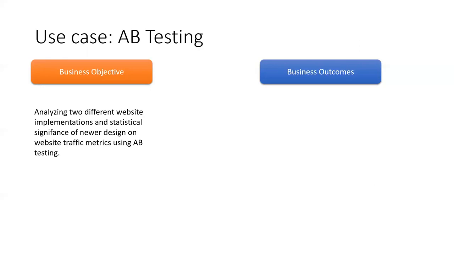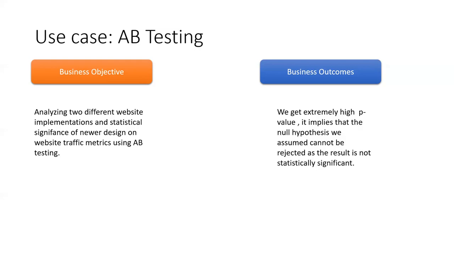The objective is to analyze two different website implementations and the statistical significance of the newer design on website traffic metrics using A/B testing. The outcome is we get a high p-value. It implies that the null hypothesis we assumed cannot be rejected, as the result is not statistically significant.